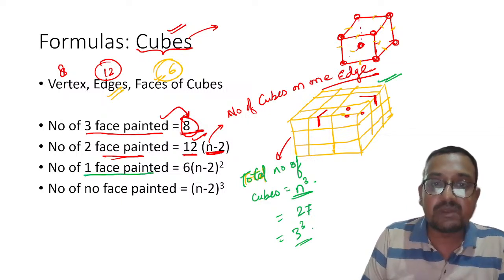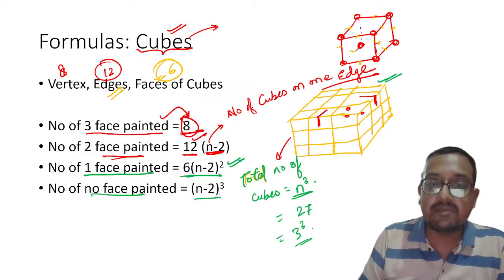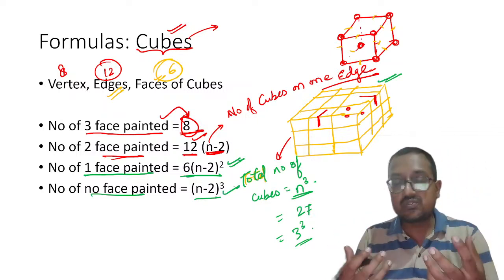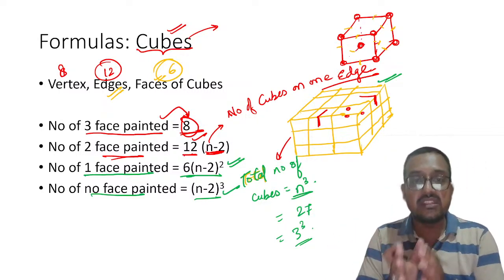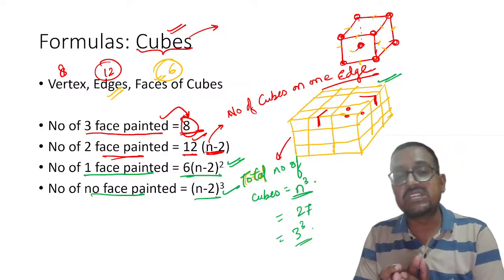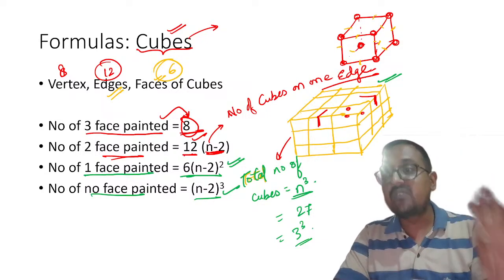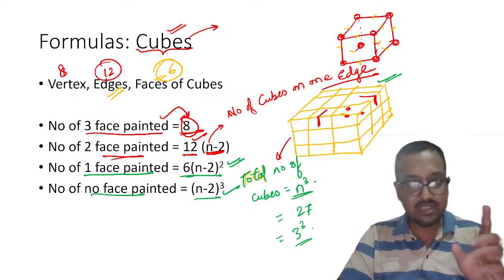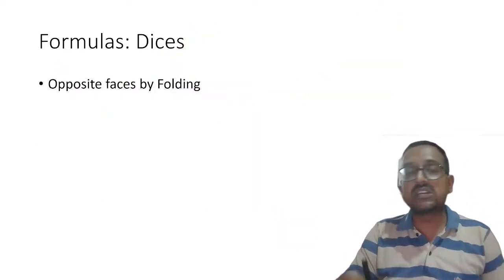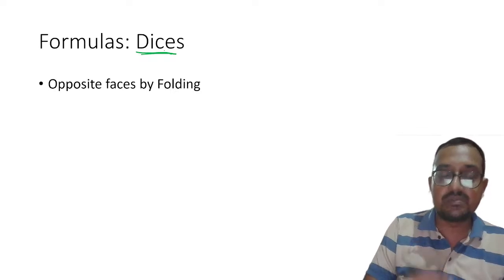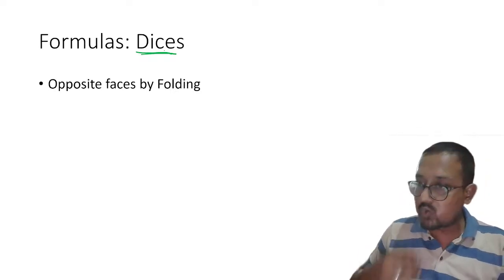Apart from that, one-face painted is 6 times (n minus 2) squared. No-face painted is (n minus 2) cubed. How this formula came, we have discussed in the regular class, but since this is a revision class, we will go a little bit fast. It is your task to decipher it and remember it. Understood? Now let me go towards the dice. Once the cube's major formulas are complete, let me go towards dice.